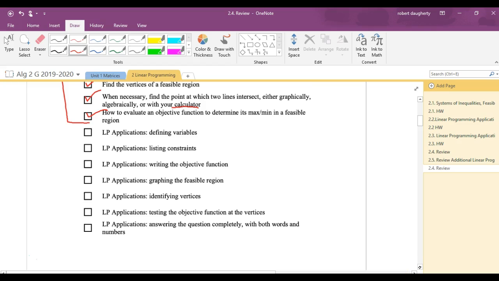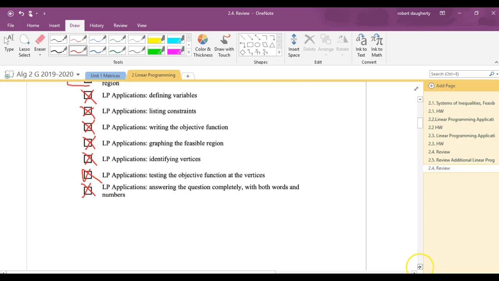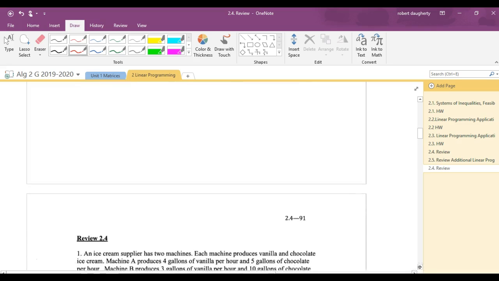And then everything we did in word problems, like every problem we did, define your variables. Once you get that, create your objective function you're trying to maximize or minimize. Then list all of your constraints. Graph the feasible region, which includes lines that are intersecting, finding the region. Once you get that, find your vertices, and then test the objective function and answer the question. Words and numbers go into the answer of each of these questions. So let's take a look and see what we have here.